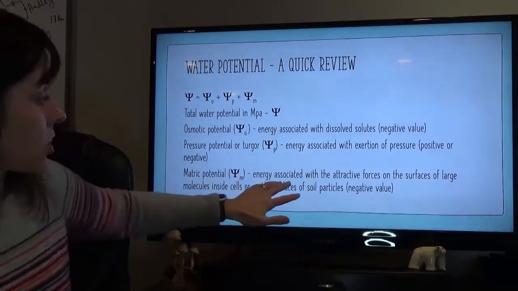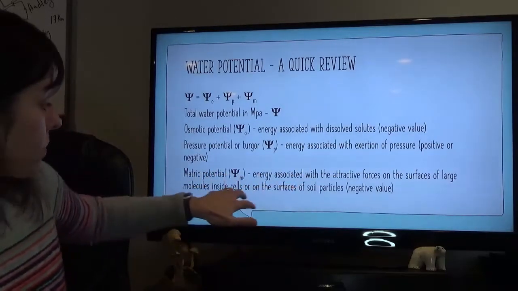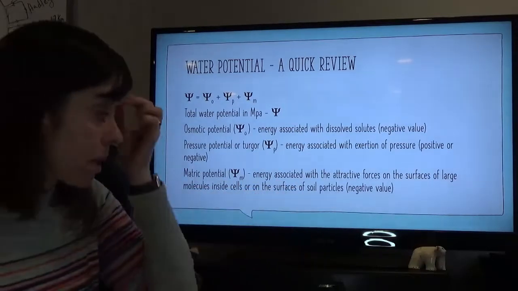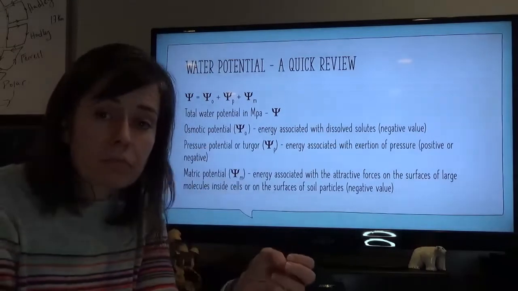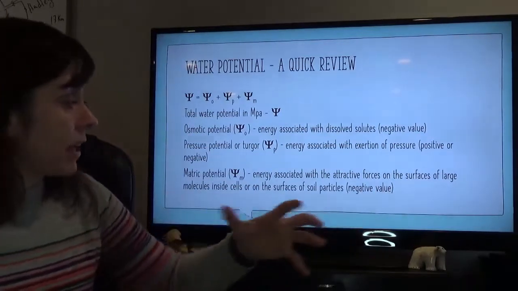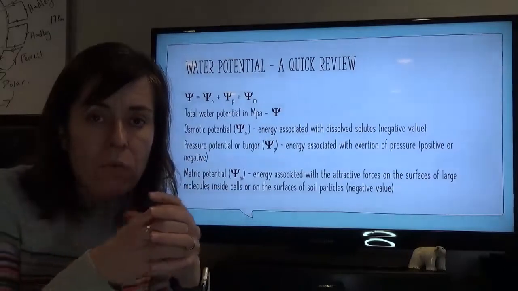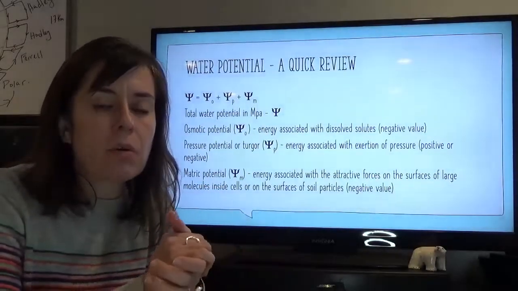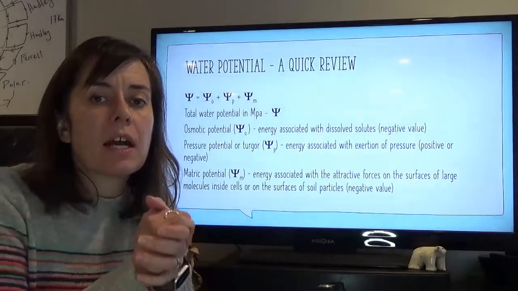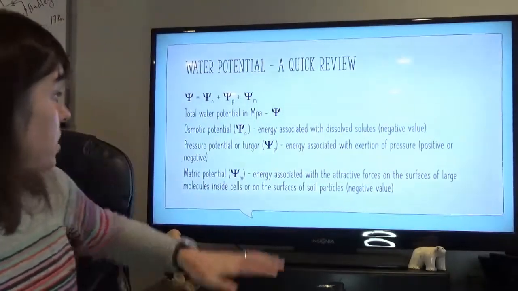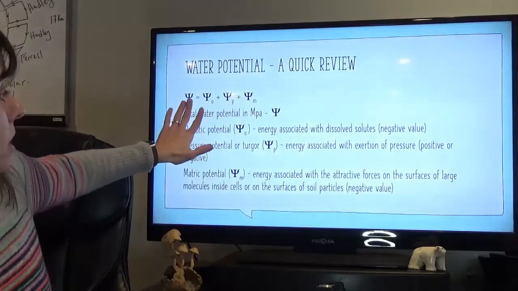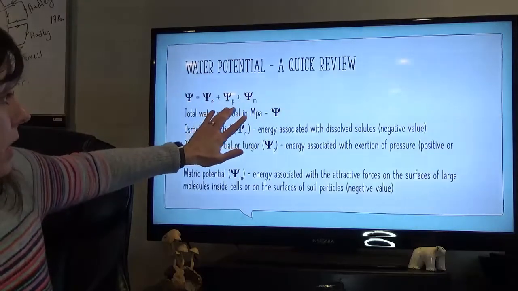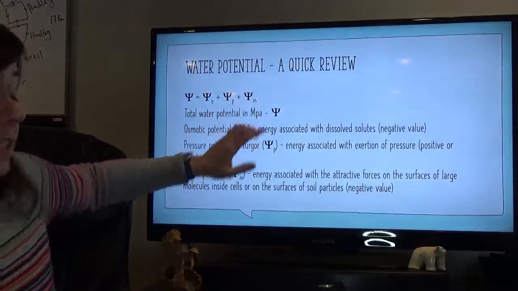And then matrix potential is the energy associated with the attractive forces of surfaces of large molecules inside cells or on the surfaces of soil particles. So this is a negative value. That attraction of water molecules to the surfaces of other large molecules or to soil particles reduces the free energy of water, and so this is also a negative value. So you basically have total water potential equals a negative osmotic potential, either a negative or a positive pressure potential, and a negative matrix potential.